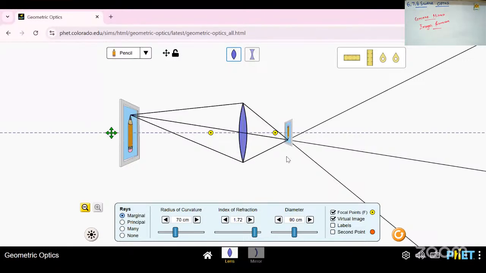Is there any doubt or is there any clarification about this simulation?